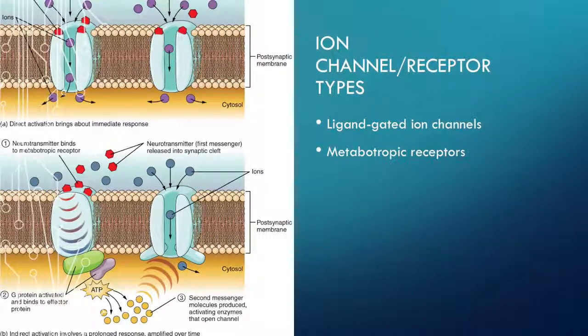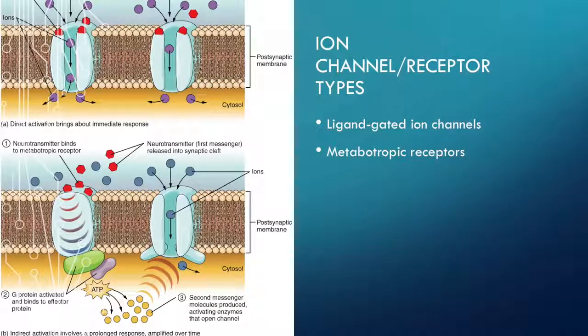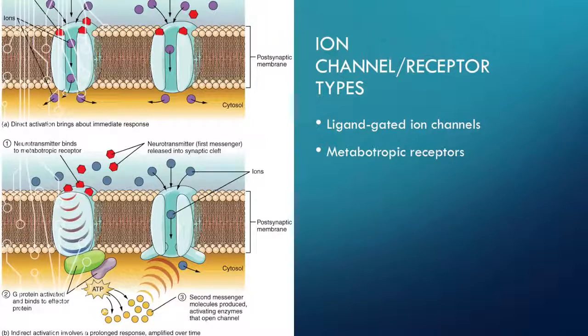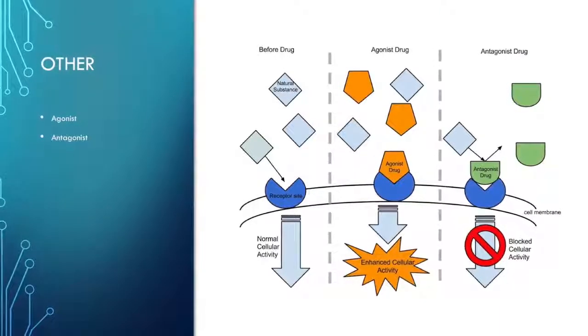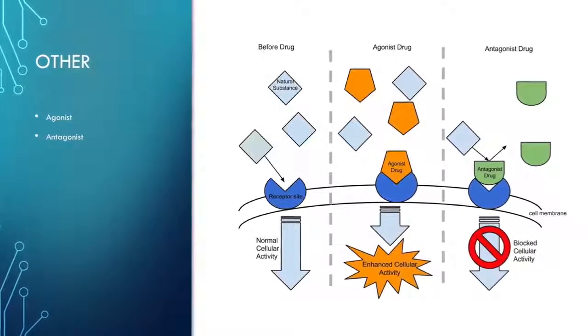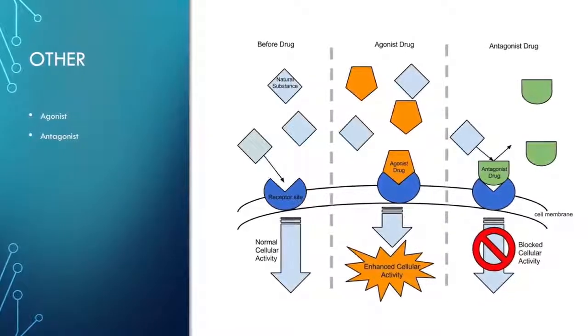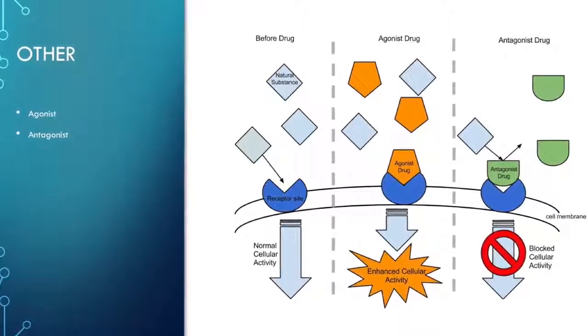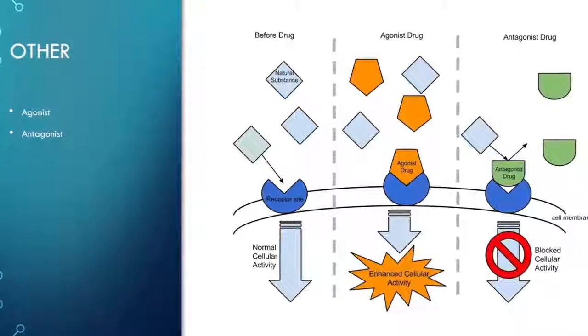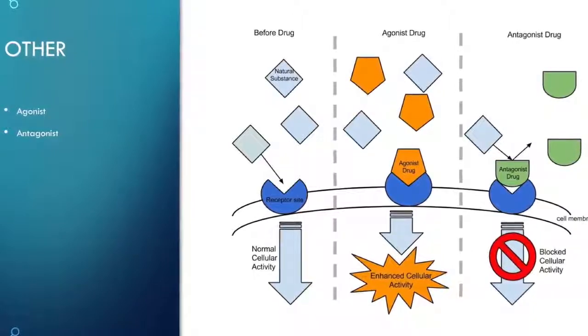There can be receptors on the presynaptic cell which provide feedback to tell whether more neurotransmitters should be released or whether the releasing should cease. Other things to consider include agonists, which are drugs that activate receptors and work like neurotransmitters, and antagonists that bind to receptors but do not have an effect other than to block actual neurotransmitters from binding to the receptor.